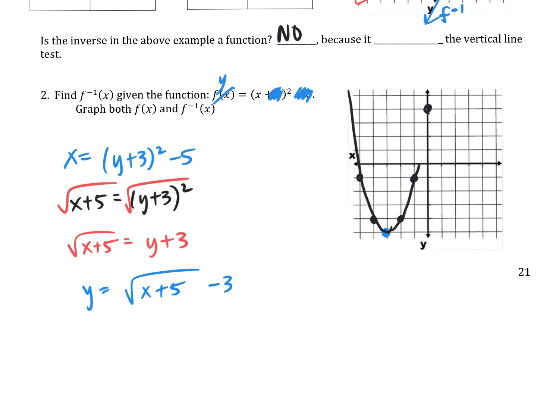And having the exact points is so important, because you are going to use those points to graph the inverse. You down with that?